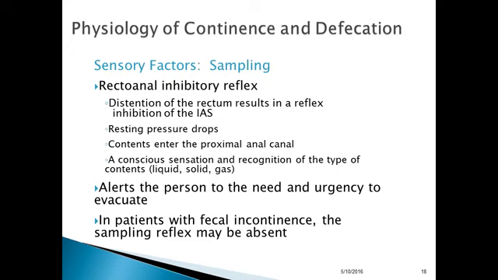At the same time, the external anal sphincter is both tonically and volitionally contracted. One then gets a sense of urgency about the need to defecate and what is occurring, again, gas, liquid, or solid, and allows you to make a decision as to whether the need to defecate is near or can be postponed. After sampling occurs, higher pressure in the anal canal pushes the contents back into the rectum.